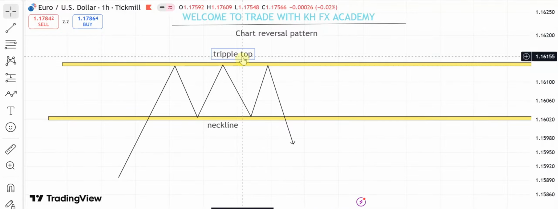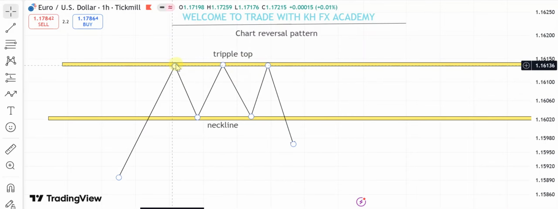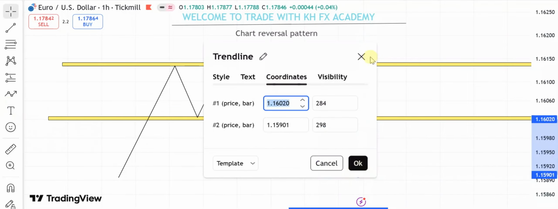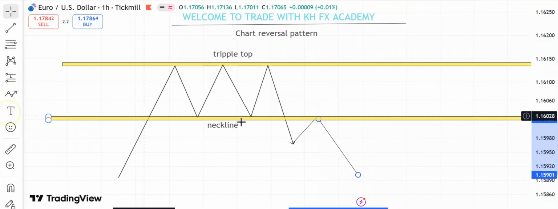So this is a triple top. Market tested this resistance level 3 times. This is the number 1, the middle one, and the third one came back. So always remember, allow the market to pull back to that same neckline before you start selling. So this is your entry. This is where you should be looking for your entry.